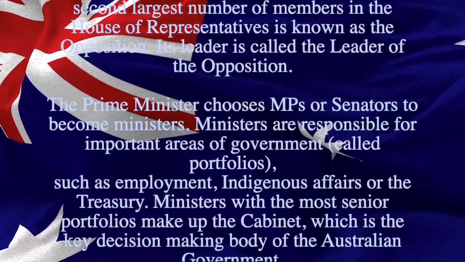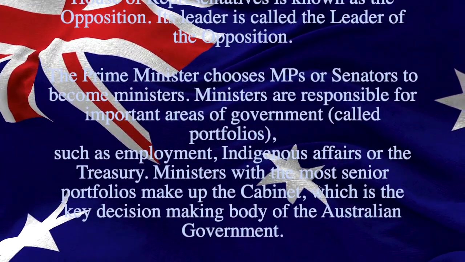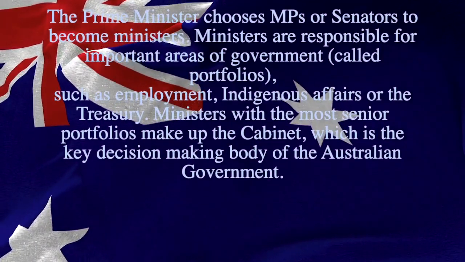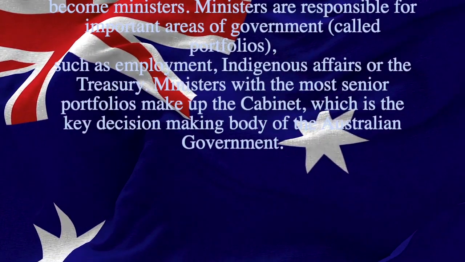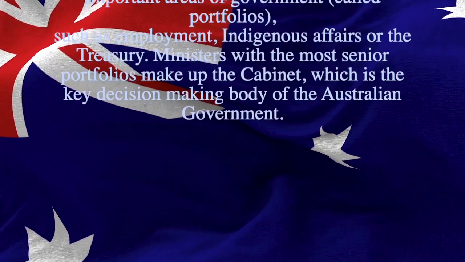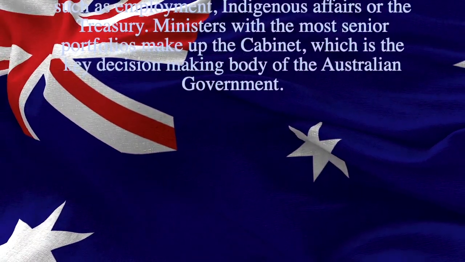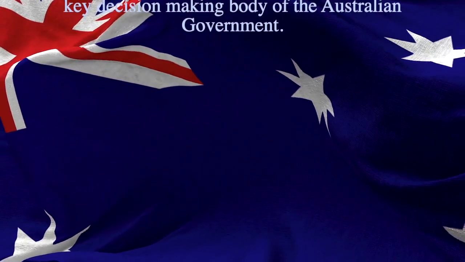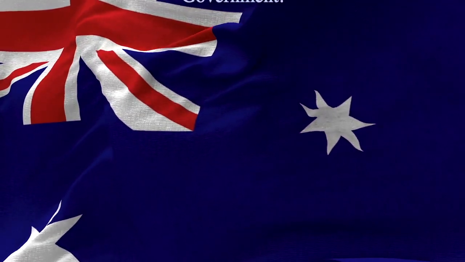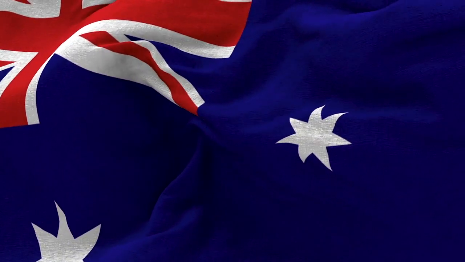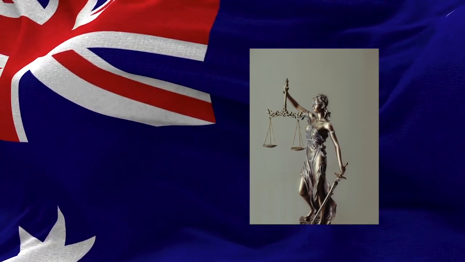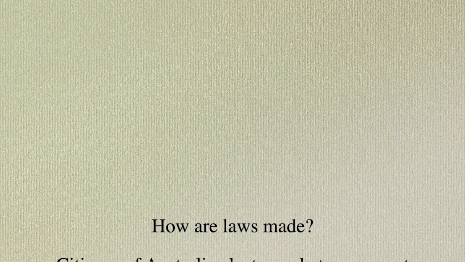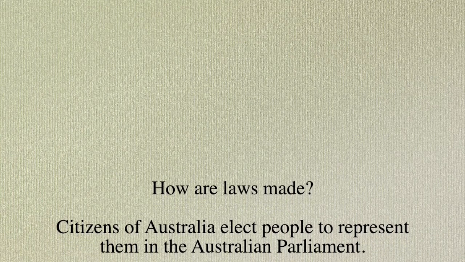The party or the coalition of parties with the second largest number of members in the House of Representatives is known as the opposition, and its leader is called the opposition leader. After that, the Prime Minister chooses members of parliament or senators to become ministers. Ministers are responsible for important areas in government, called portfolios, such as employment, indigenous affairs and treasury, finance and staff. The ministers with the most senior portfolios make up the cabinet, remember that, which is the key decision making body of the Australian government.